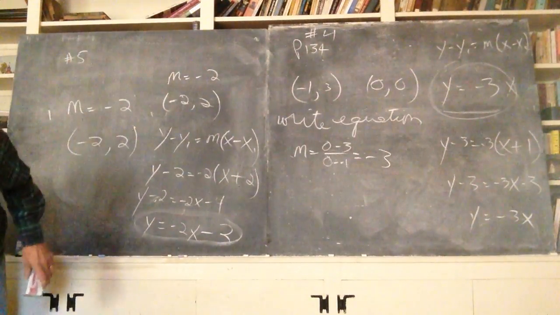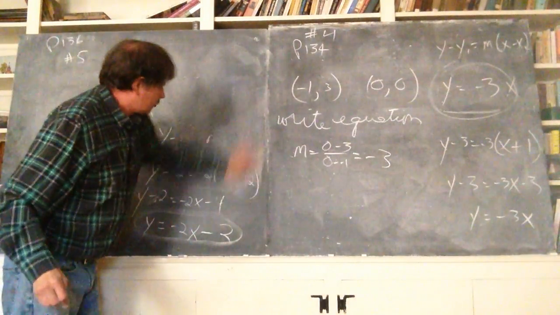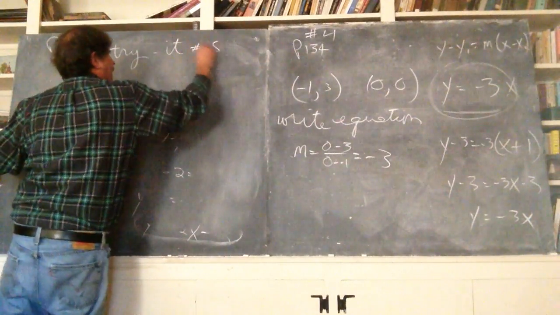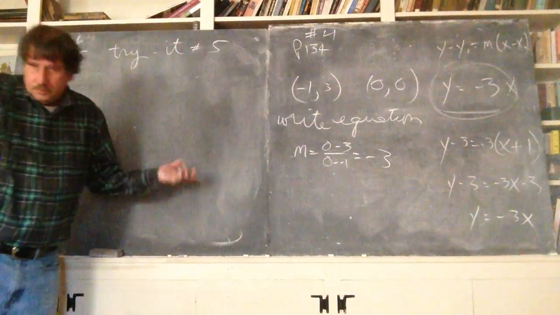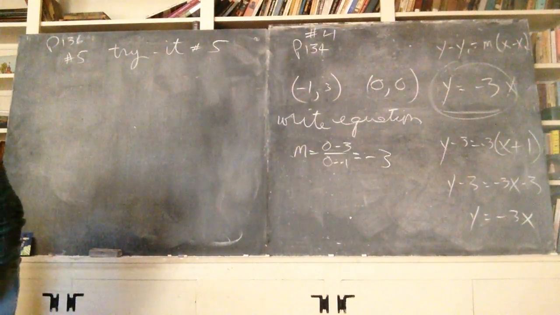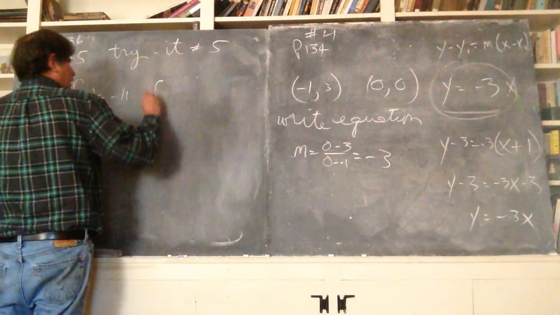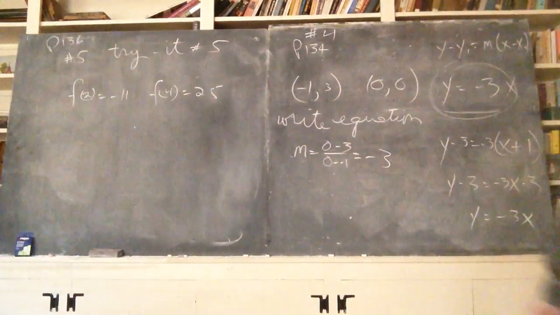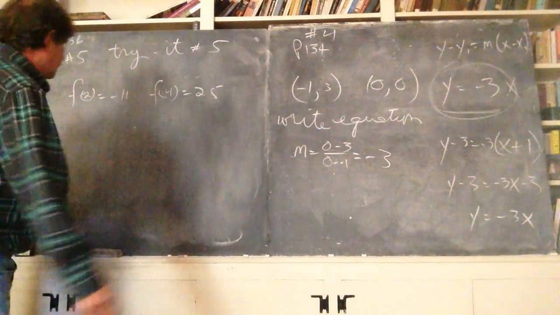Try it number 5, on page 136. And I hope this is helpful to you because we'll probably do this as we go. F of 2 is negative 11, and F of 4 is 25. Oh, I can do this. I'm quite certain they're just asking us to find the equation of a line and put it in point slope form.